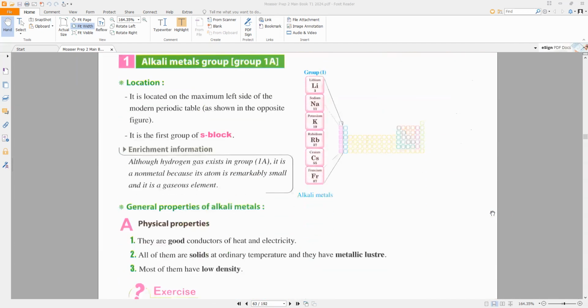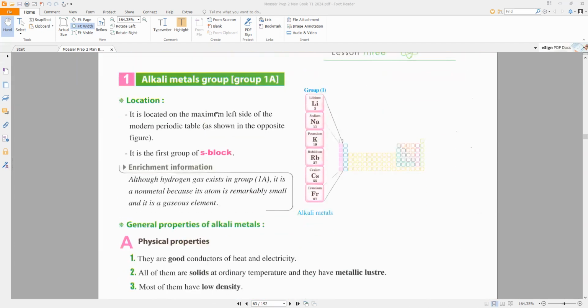We will talk about the first group, alkali metal, and we will know why it's called alkali metal. Group 1A, or 1 in the modern periodic table, is called the alkali metals. Where is its location? As we see, it's located on the maximum left side of the modern periodic table.